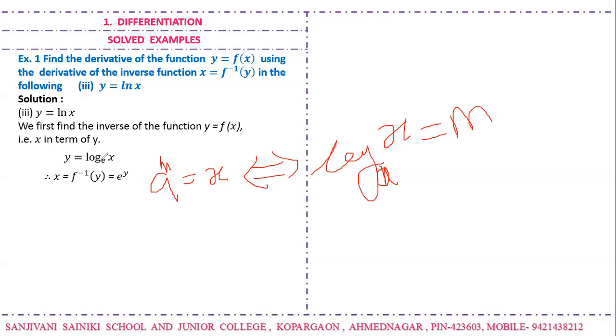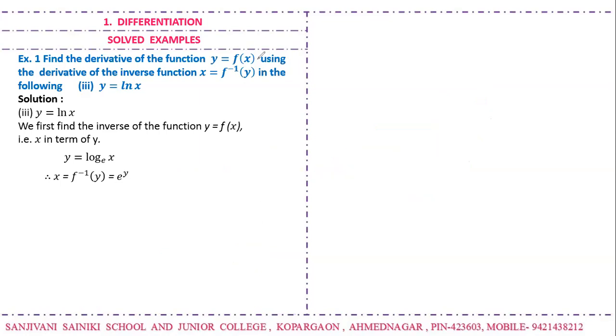So here y is equal to log of x to the base e. So we have to write it in the exponential form. So here a is e, x is x, and m is y. So I get e raised to y is equal to x. So this way you can find the inverse function, and after finding the inverse function we will use the definition of derivative of the given function.